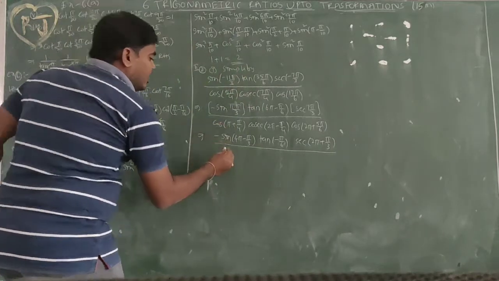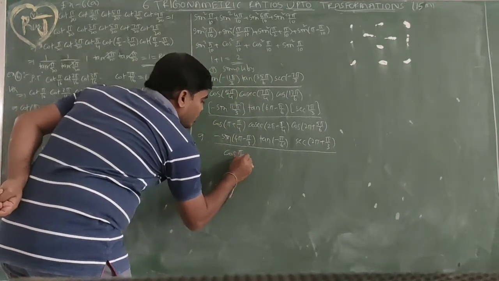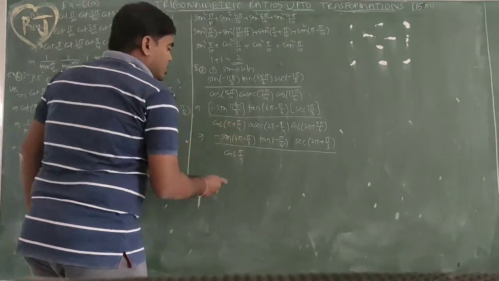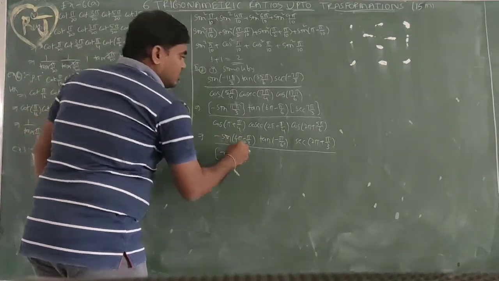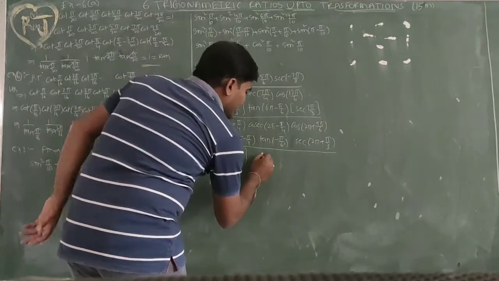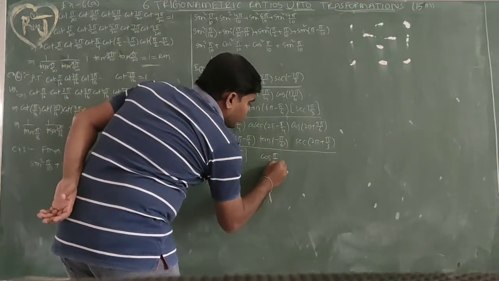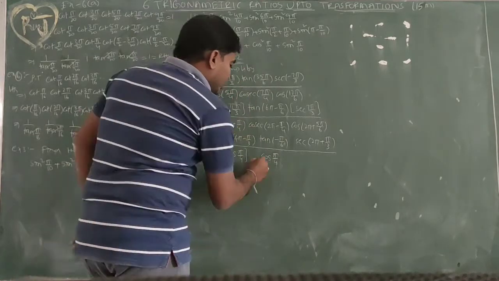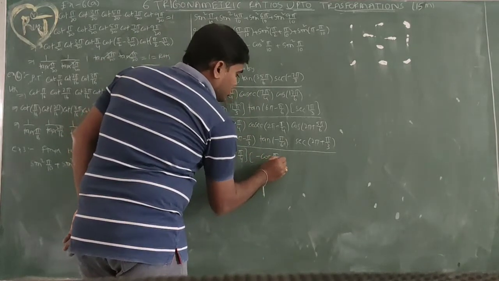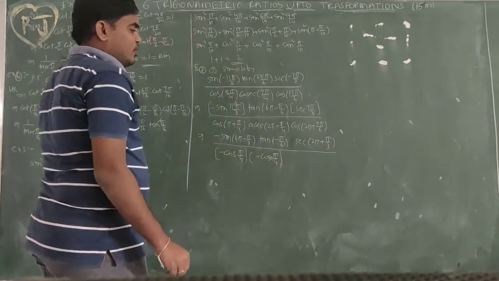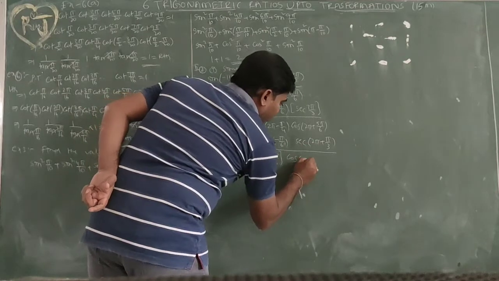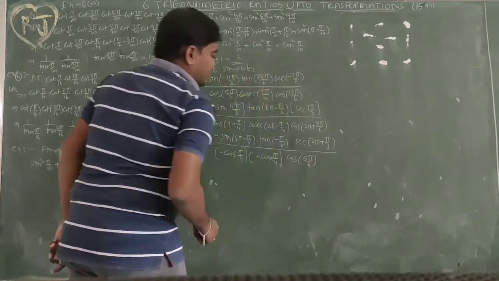Next, 180, cos will become cos pi by 4. Which quadrant? Pi plus is the third quadrant, minus. 2 pi minus cosec, 2 pi means cosec theta, cosec pi by 4. Which quadrant is it? Fourth quadrant, cosec is negative. So cosec pi by 4. Next, 2 pi equals 0, cos 5 pi by 6.